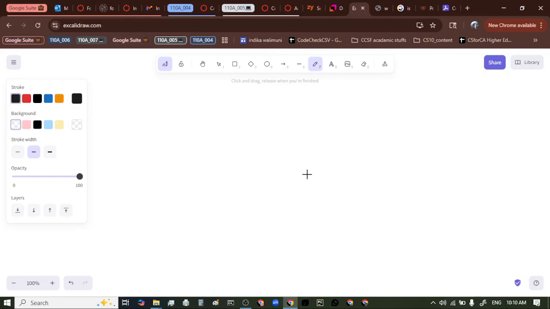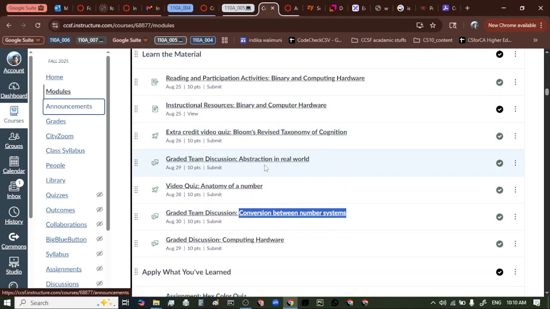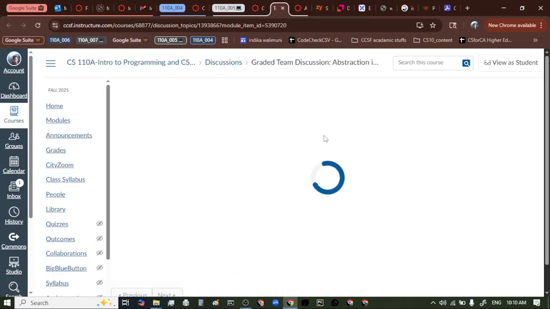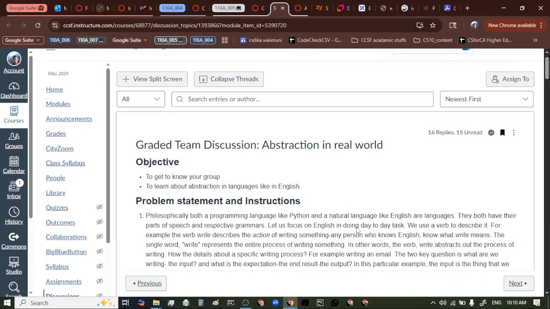All right. So this was the problem that we did, abstraction in the real world. Pick a real world function and then find out the input, find out the output, and that's that.